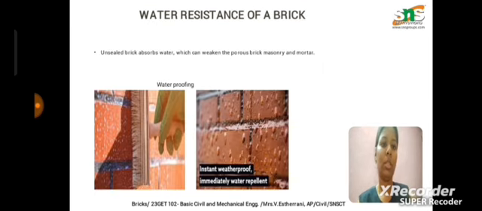Next one is water resistance. Water resistance is nothing but the absorption of the water. Mostly the brick should not absorb the water. That kind of brick is the first class brick. The first class brick, the percentage will be less than 12%. That kind of brick is called as the first class brick. So the water resistance should be high in the bricks.